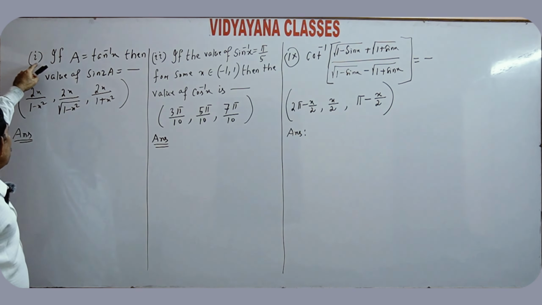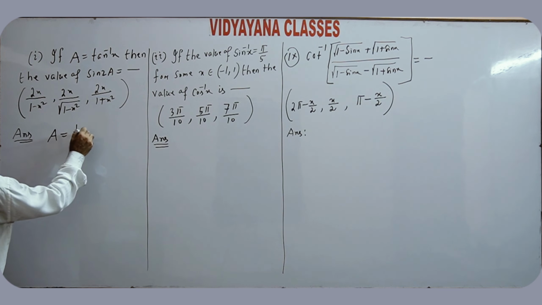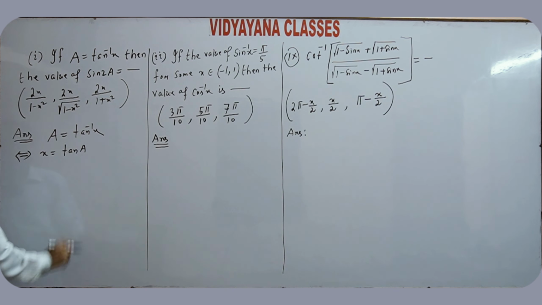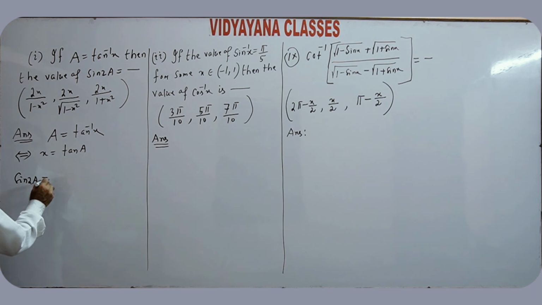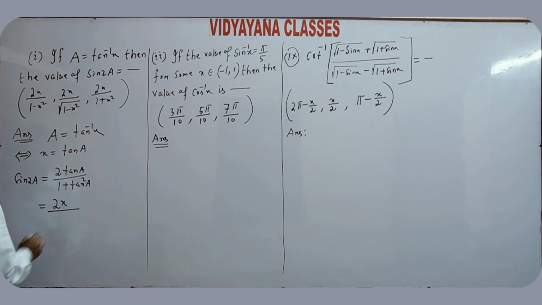Next, question number 1, first bit. If a is equal to tan⁻¹x, then the value of sin 2a is equal to dash. Given a is equal to tan⁻¹x, which implies x is equal to tan a. Sin 2a is equal to 2 tan a divided by 1 plus tan² a. Since tan a is equal to x, it is 2x divided by 1 plus x². So the correct option is 2x divided by 1 plus x².